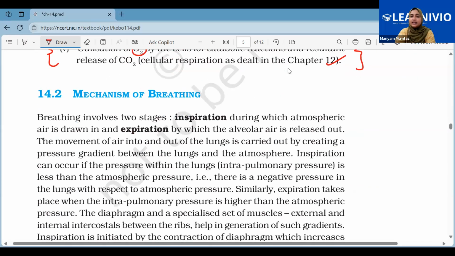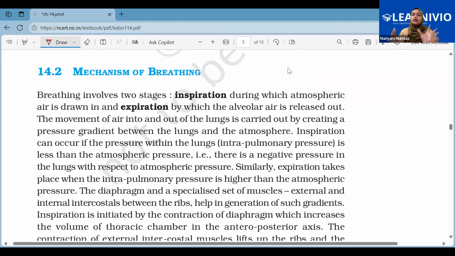Now let us see the mechanism of breathing. Breathing in, like we breathe in, we breathe out. Breathing in is called inspiration. Breathing out is called expiration. So when we take the atmospheric air in, we say that we are inspiring, that is inspiration. And when we are releasing the CO2 rich air from the alveoli, we call it expiration. We are expiring, right? Releasing the air out.